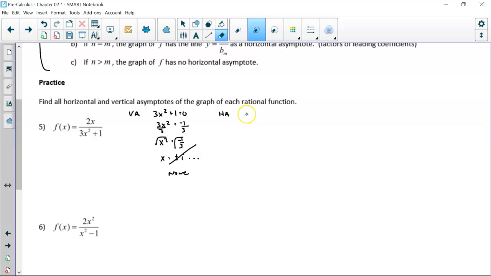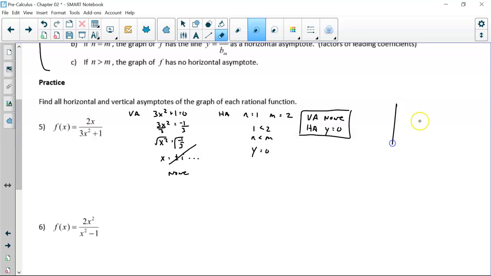For the horizontal asymptote, the degree of the numerator is 1. The degree of the denominator is 2. Now 1 is less than 2, so n is less than m. Looking back at the rules, when that's the case, it's going to be y equals 0. So our vertical asymptote, there is none. The horizontal asymptote is at y equals 0.